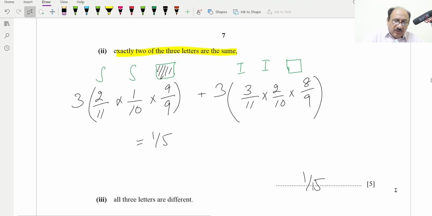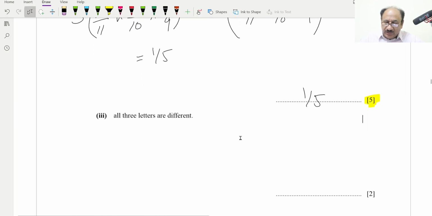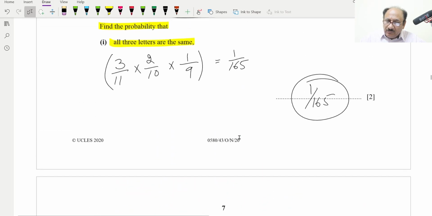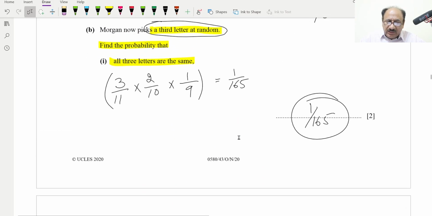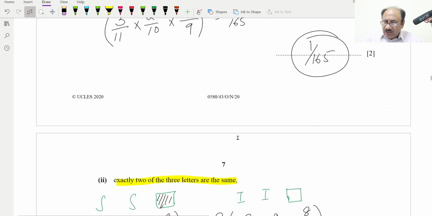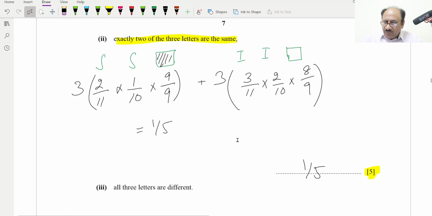This is 5 mark question. This is very important and huge marks also. All three letters are different. Now all three are different. So we know that when not different will be what? Same. It can be same too, which is probability of same. Three letters are same is 1 by 165, and two same are 1 by 5.